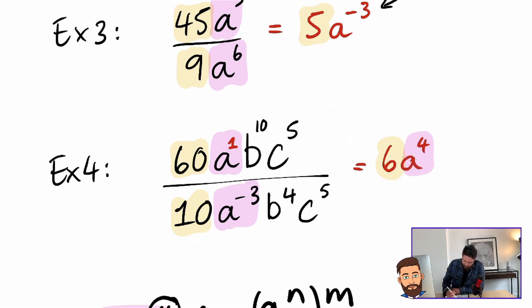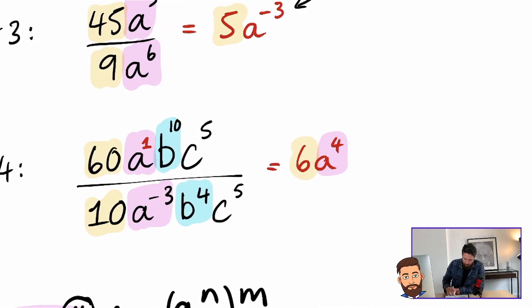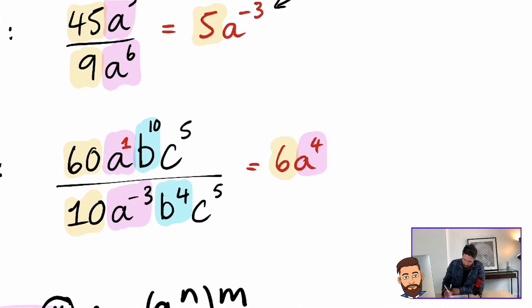Moving on to the b's, we've got b to the power 10 divided by b to the power 4, which would be simply b, the base stays the same, minus the powers, 10 minus 4 is 6.